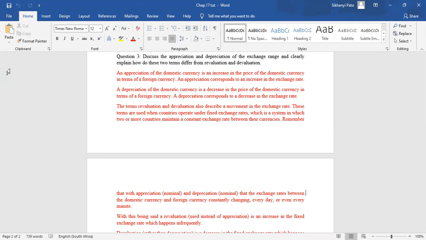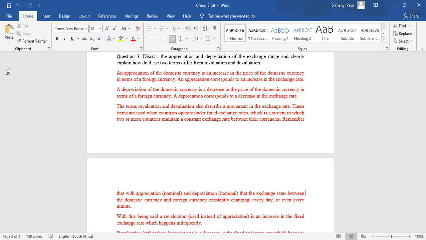Question 3 says, discuss the appreciation and depreciation of the exchange rate and clearly explain how these two terms differ from revaluation and devaluation. So your answer can go something like what's written here. An appreciation of the domestic currency is an increase in the price of the domestic currency in terms of a foreign currency. An appreciation corresponds to an increase in the exchange rate.